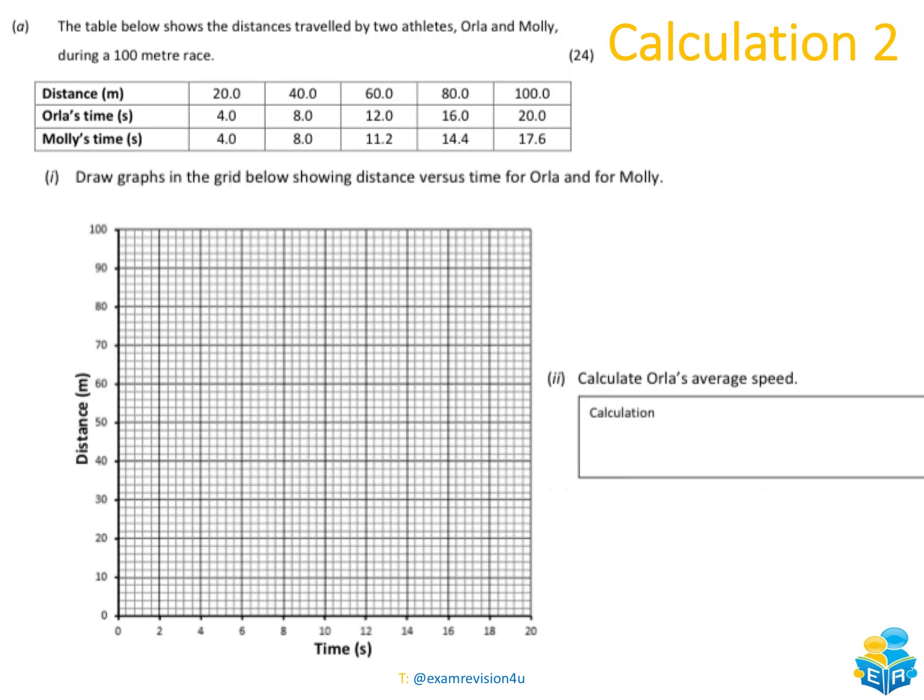The next one here, the table below shows the distance travelled by two athletes, Orla and Molly, during a 100 metre race. Draw graphs in the grid below showing distance versus time for Orla and Molly. So I'll do it in two different colours. So we're going to look at Orla first of all, which we'll do here in yellow. So after 4 seconds, Orla had travelled 20 metres. Okay, so after 4 seconds, we travelled 20 metres. So that's going to give us this point down here. After 8 seconds, we travelled 40 metres. After 12 seconds was 60 metres.